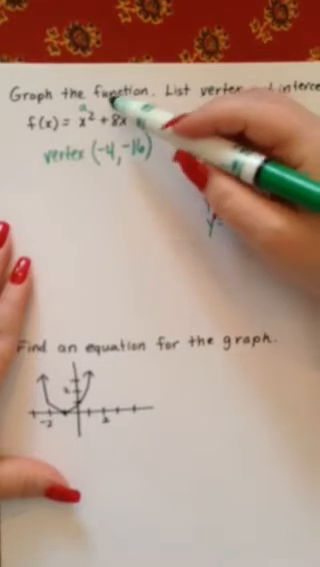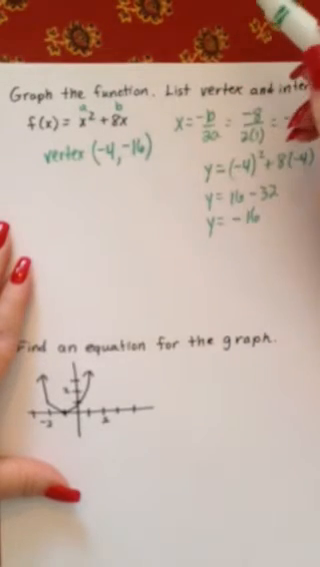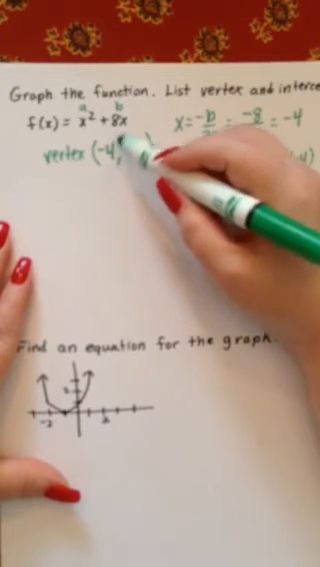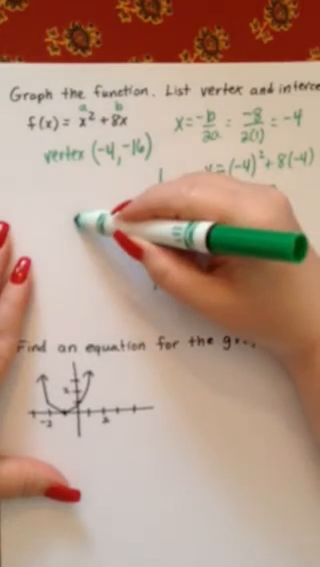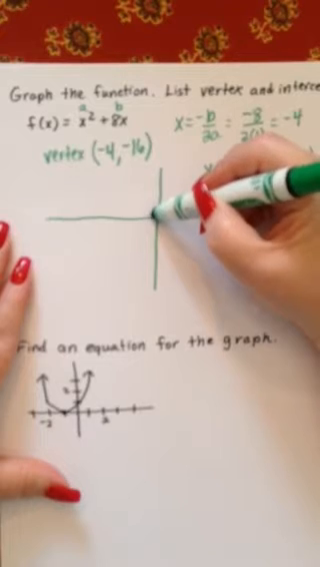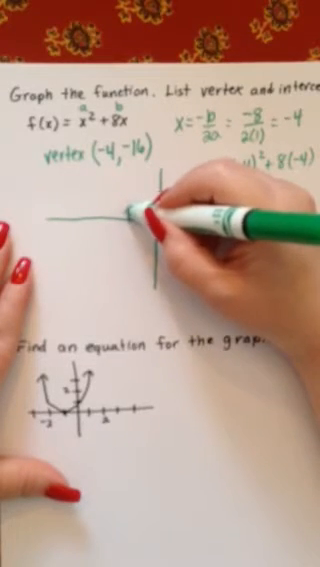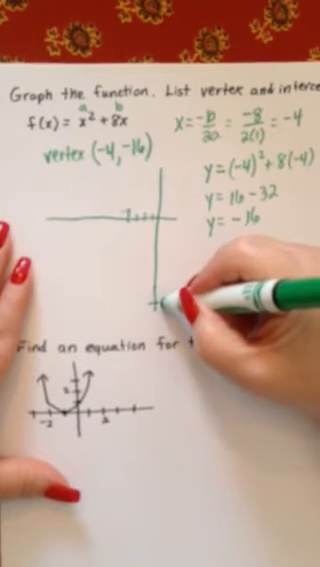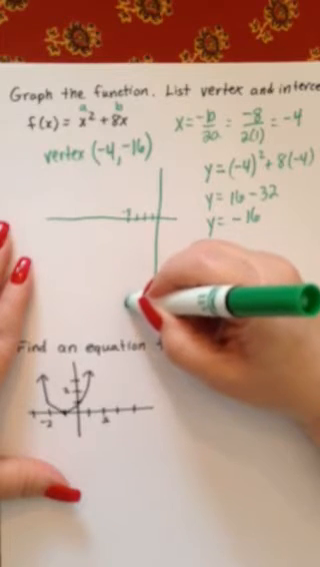This graph does open upward because x squared is positive. And it says that the vertex is at negative 4, negative 16. So 1, 2, 3, 4. There's negative 4. And let's just say we go down 16. Let's call this negative 16. Okay? So there's negative 4, negative 16.